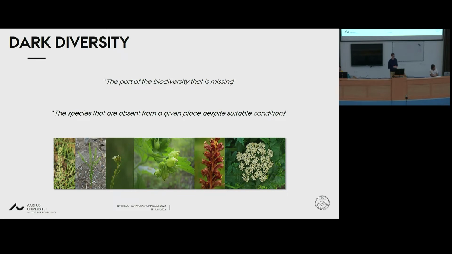Dark diversity is a relatively new concept. It's only 10 years old. It covers the part of the biodiversity that is missing in a given site. So you could also say it's the species that are absent from a given place, although you would expect them to be there. So when I, as a biologist, walk into, for example, a grassland, and I see this and this and this species, then I automatically expect this and this and this species to be there as well, because they create these communities and they often co-occur. So the dark diversity covers really the species that are not there but should be there.